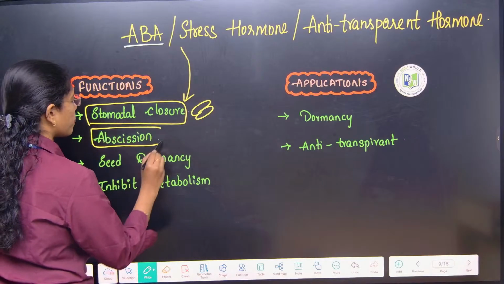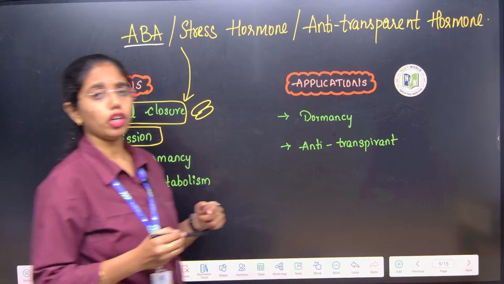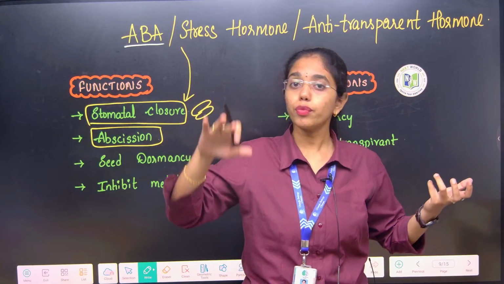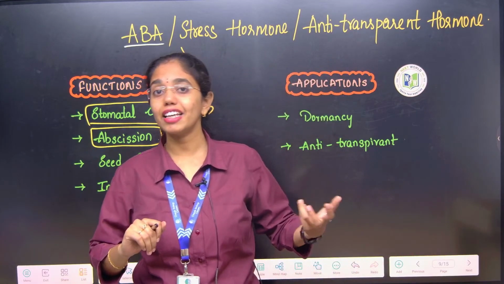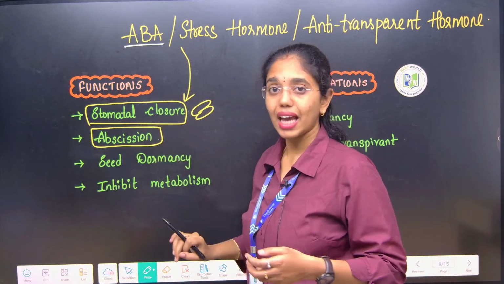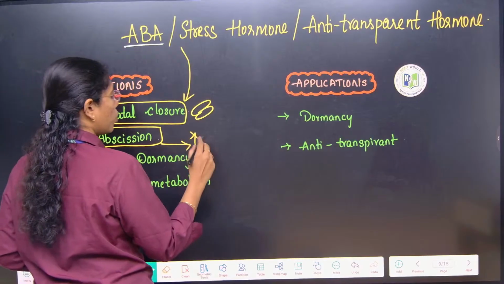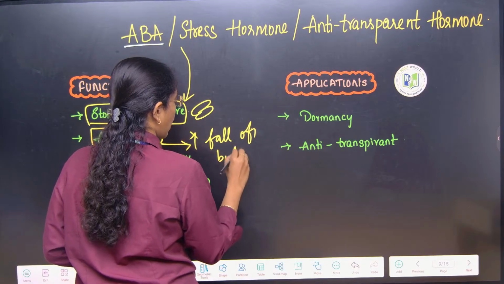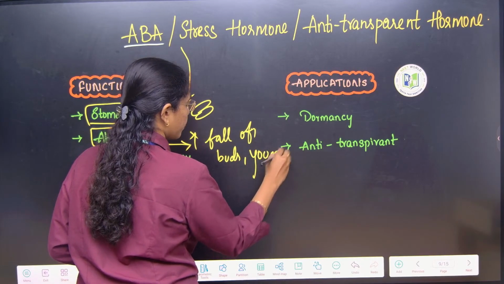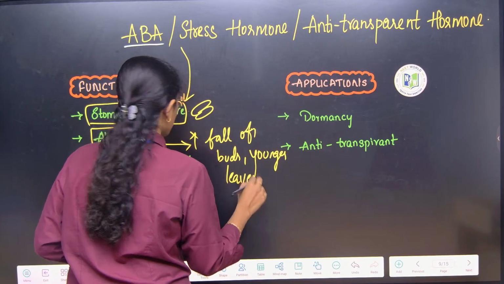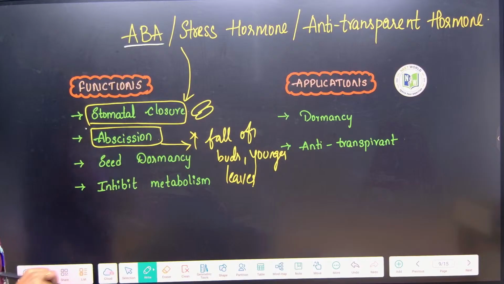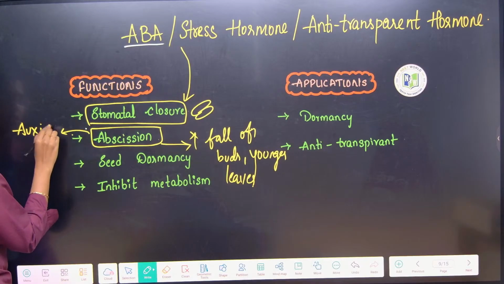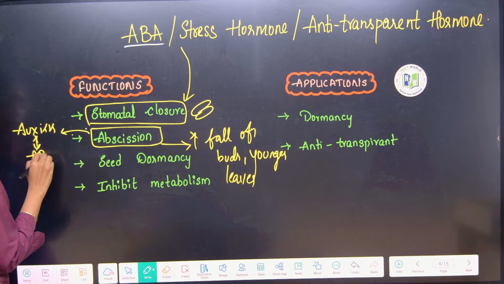Second is abscission. We have learned, when learning the functions of auxins, that auxins will promote the abscission of older leaves and ripened fruits, and will inhibit the abscission of younger leaves and buds. Whereas here abscisic acid will promote the fall of buds and younger leaves as well. So with respect to abscission, which two hormones are antagonistic to each other? Auxins and ABA are antagonistic to each other.